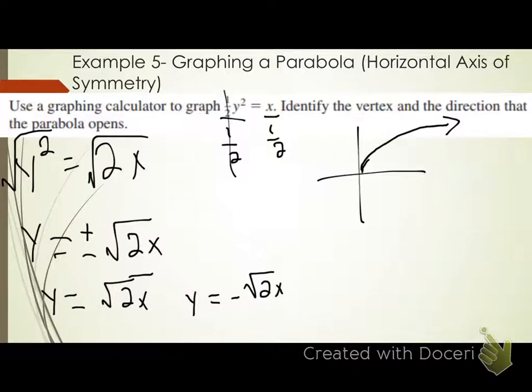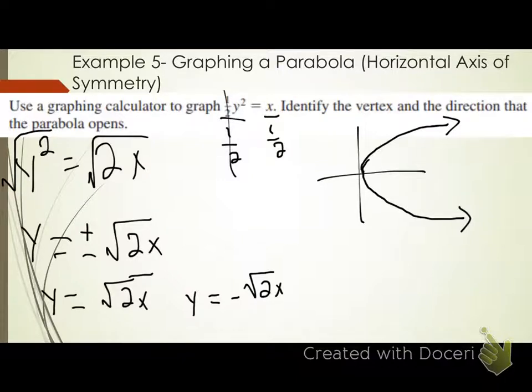Type in your negative square root of 2x. Click enter. The rest of your parabola should form. Is everyone getting that? Anyone have any issues? Everyone good with that?